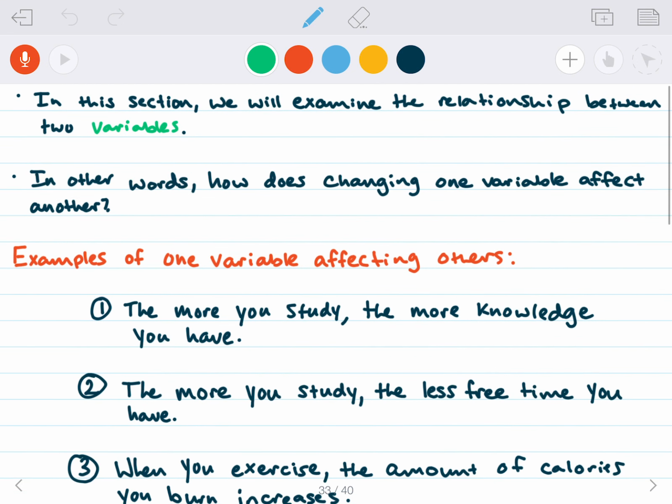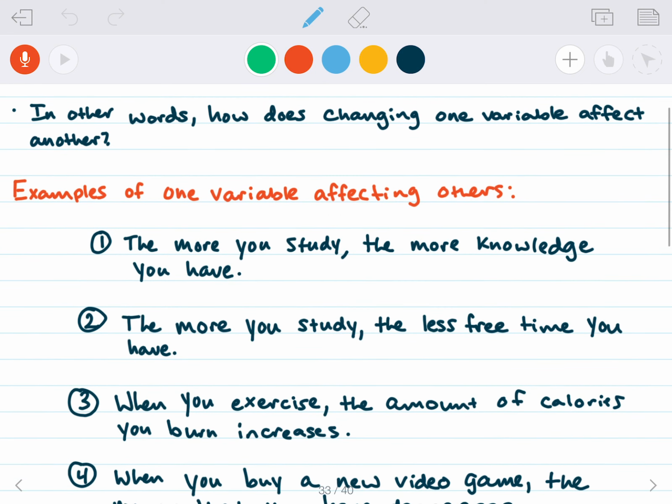Okay, so again, I gave a little precursor to this a few slides ago, but we're going to look at the relationship between two variables. So how does changing one variable affect the other? So here's some examples. The more you study, the more knowledge you have. Okay, so this would be an example of direct variation, because as you study more, you have more knowledge.